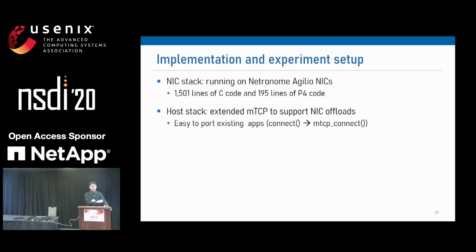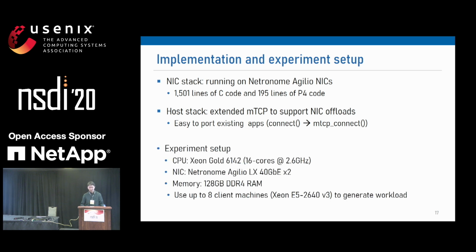Now let me introduce how our system is implemented. As I described before, our AccelTCP stack consists of 2 parts, and our NIC stack is implemented on Netronome Agilio CX NIC. It consists of a P4 pipeline for packet parsing and C code for stateful operations. We note that existing host network functions like Netfilter or iptables can be easily added to this P4 pipeline. For the host stack, we extend mTCP to support NIC offload features, but we can easily extend other TCP stacks to work with AccelTCP by adding a small number of functions.